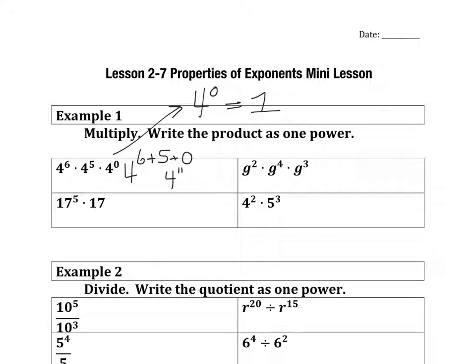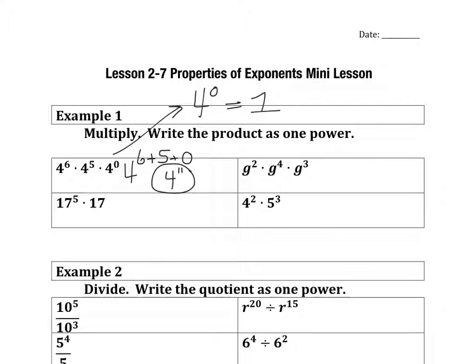And it says write the product as 1 power, which means stop right there and keep it as 4 to the 11th. If we were to multiply 4 11 times, that would be a huge number. You're doing something wrong if you're doing that on the test. We would never ask you to do something that lengthy. Let's look at the next one.